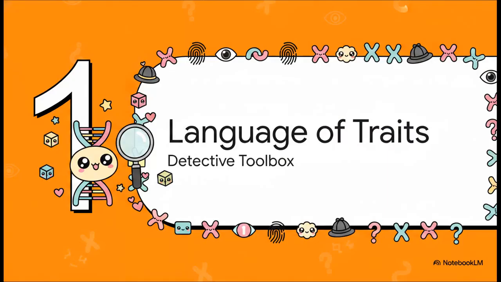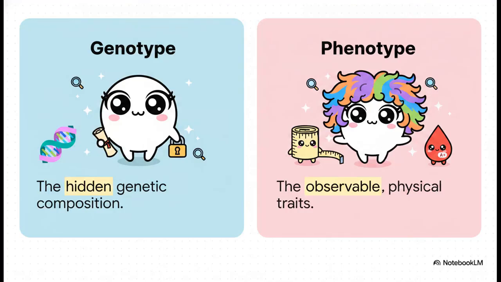Section 1. The language of traits. Building our detective toolbox. Okay, so the absolutely crucial starting point is knowing the difference between the genotype, that invisible genetic blueprint locked away inside our cells, and the phenotype, which is the physical trait we actually see. Think of the genotype as the hidden source code of a mobile app, and the phenotype, that's the final user interface you interact with, like your height, your blood type, or the color of your hair.